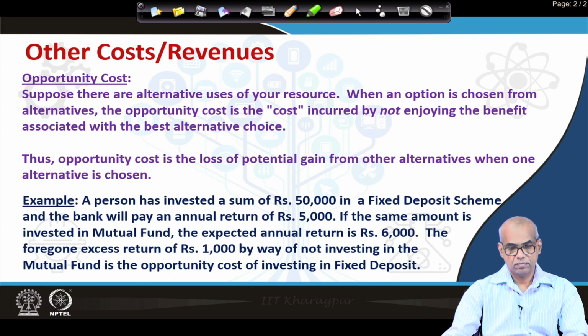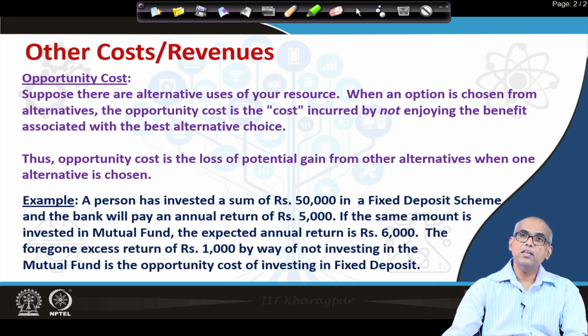For example, consider you have invested a sum of rupees 50,000 in a fixed deposit scheme and the bank has agreed to pay you an annual return of rupees 5,000. If the same amount of money was invested in say mutual fund, the expected return would have been rupees 6,000. So, you lose rupees 1,000. The foregone excess return of rupees 1,000 by way of not investing in the mutual fund is the opportunity cost of investing in fixed deposit scheme.